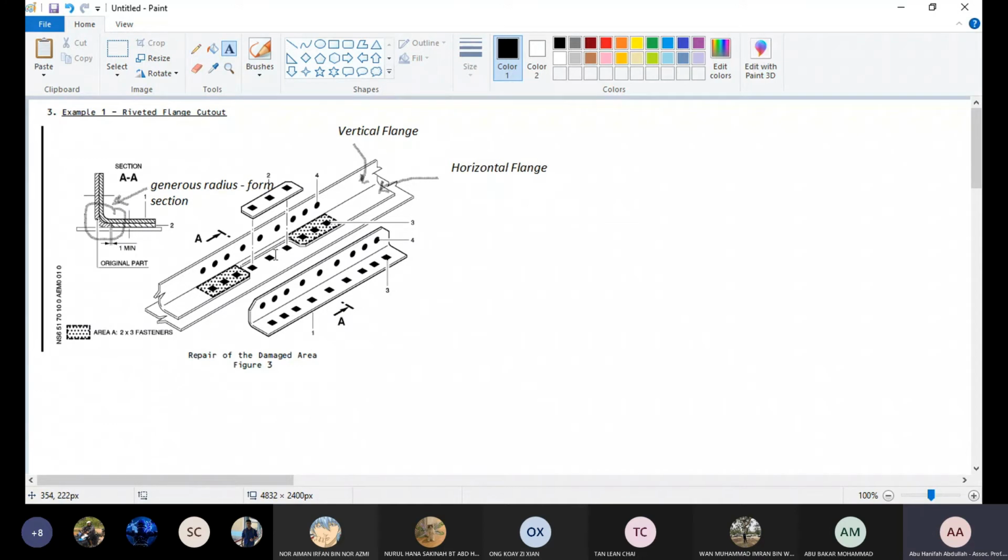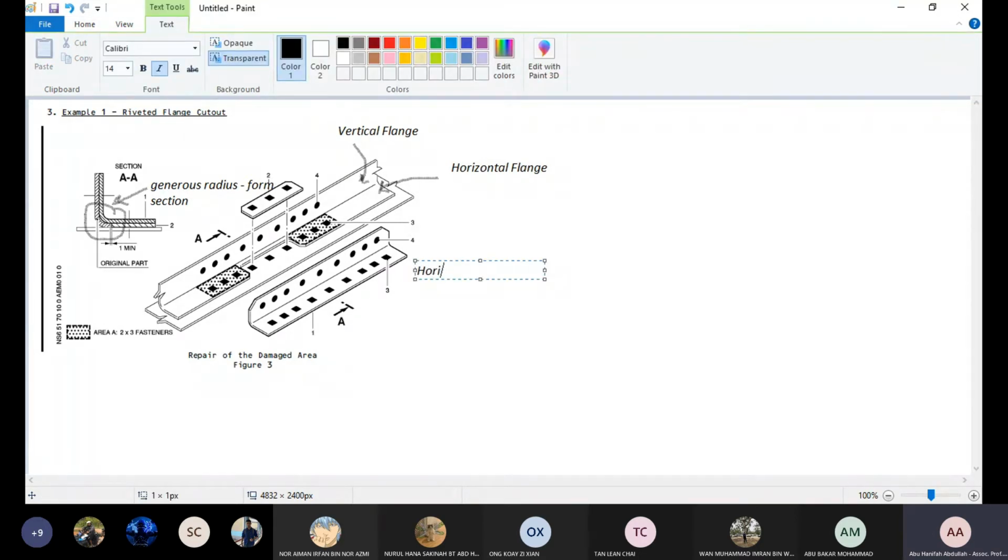So this horizontal flange has damage. Once you have damage, the damage has to be removed. So in this case, we have horizontal damage, and to repair the damage we remove it.